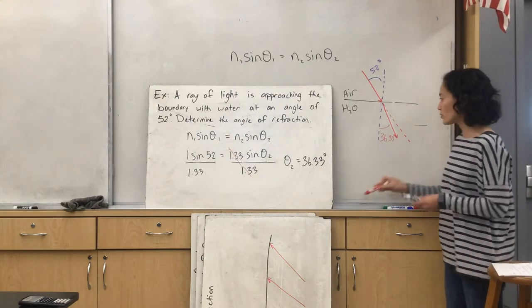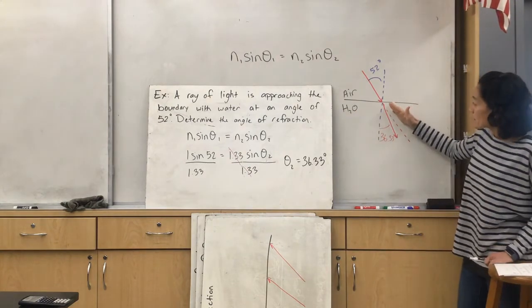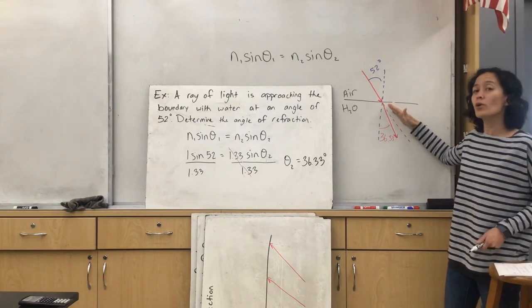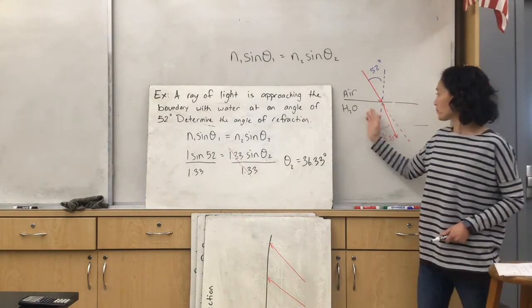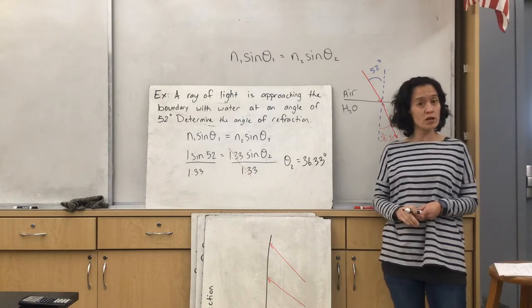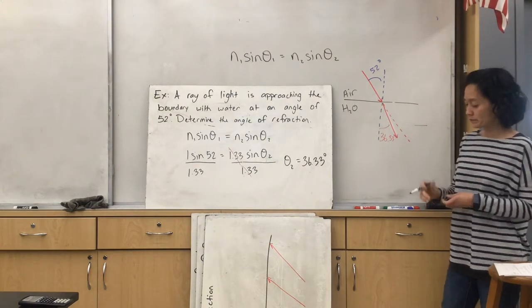And sometimes we refer to this as bending towards the normal. This is my undeflected ray, but it is being refracted and it's going into a more optically dense medium. So it bends towards the normal, okay? If it were to go into a medium that was not as optically dense, then it would bend away from the normal, okay?